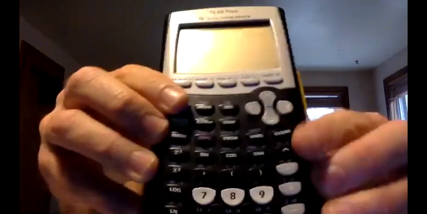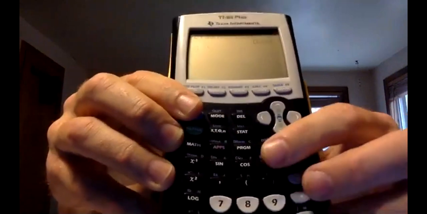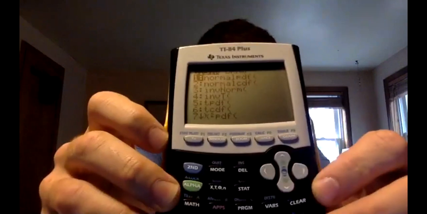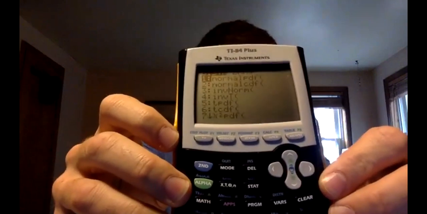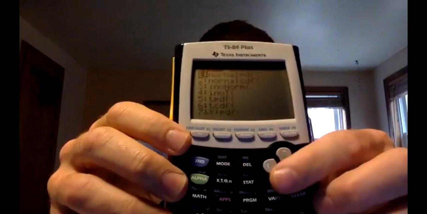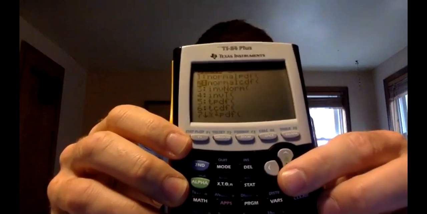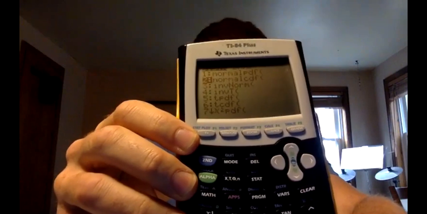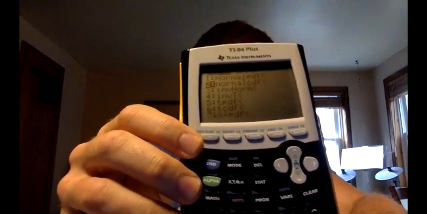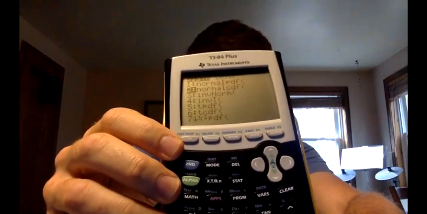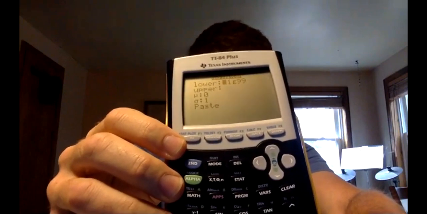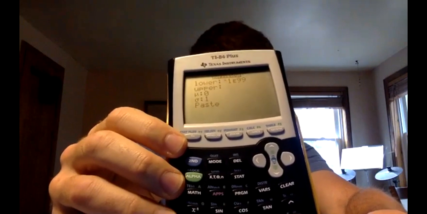hit second and vars. So second, and then vars is right here next to the arrows, and you pull up this menu. You will learn about this menu, but what I want you to do is just click on normal CDF, option 2. And when you do this, let me make sure this is showing up well enough. You should see a menu like this. If you do, you're good.